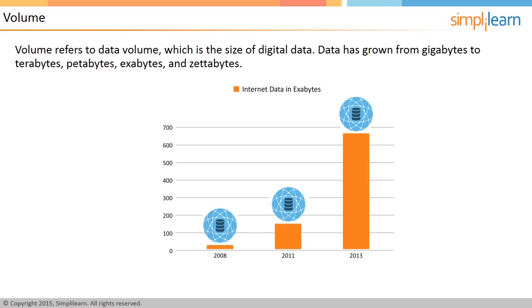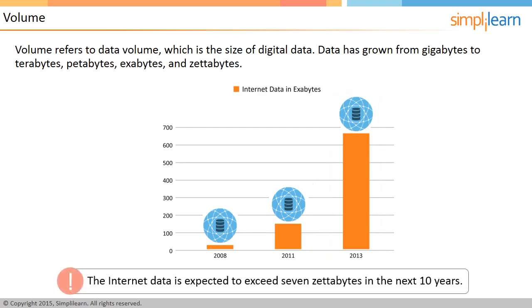As illustrated on the image, in 2008, the total data on the Internet was 8 exabytes. It exploded to 150 exabytes by 2011. It reached 670 exabytes in 2013. It is expected to exceed 7 zettabytes in the next 10 years.